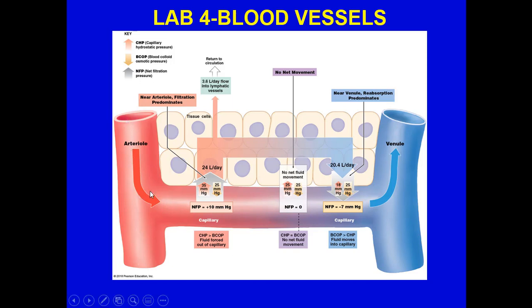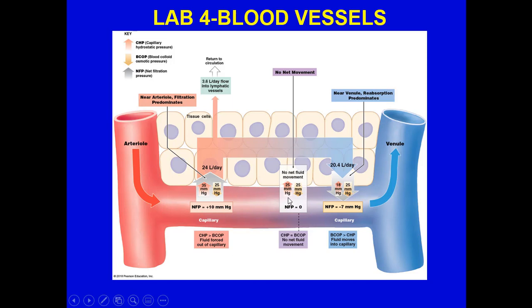So on this side, you're going to have the greatest amount of pressure. You have the capillary hydrostatic pressure, CHP, pushing out, and you have some resistance, which is due to the blood colloid osmotic pressure, BCOP. And then you have the net difference, which is the net filtration pressure. That's the difference between CHP and BCOP. Here, at this earlier part, closer to the arteriole, you have the greatest amount of pressure. CHP is greater than BCOP, so fluid is forced out of the capillary.